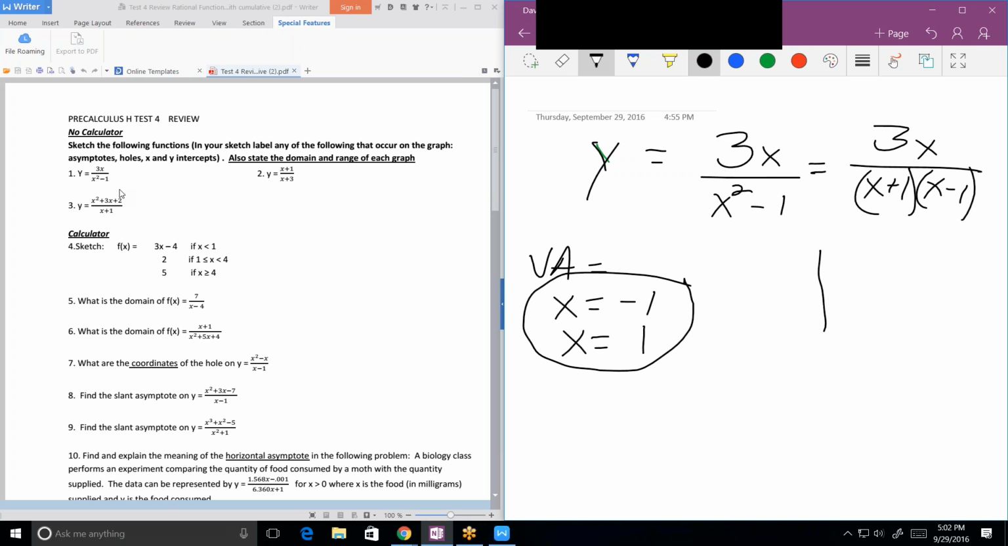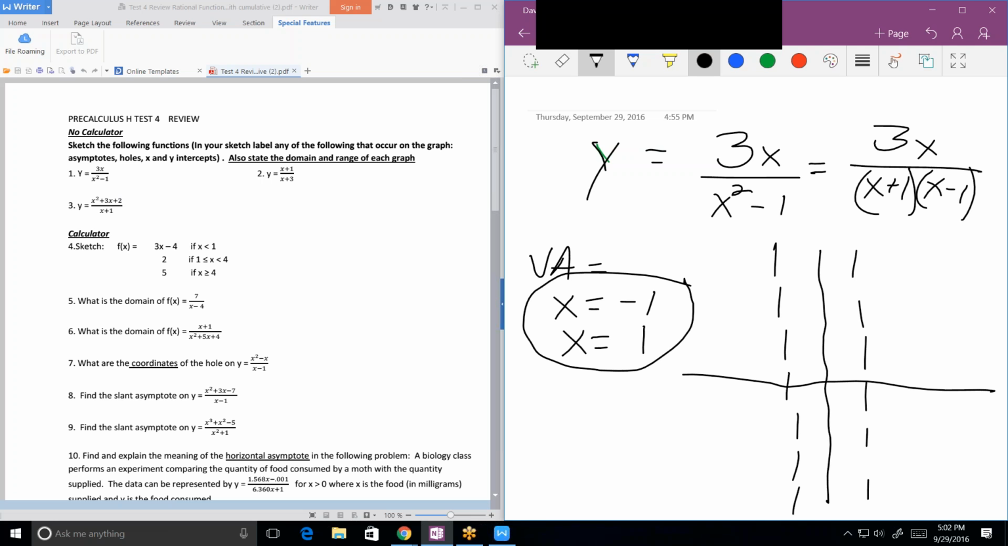Okay, so if I'm going to draw the graph, I'm going to have a vertical asymptote here at +1. I'm going to have a vertical asymptote here at -1. The graph never crosses vertical asymptotes. Might cross horizontal asymptotes, but never vertical asymptotes. What about horizontal asymptotes? Are there any? Wouldn't it just be 0?